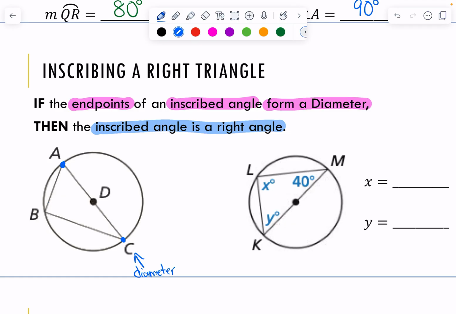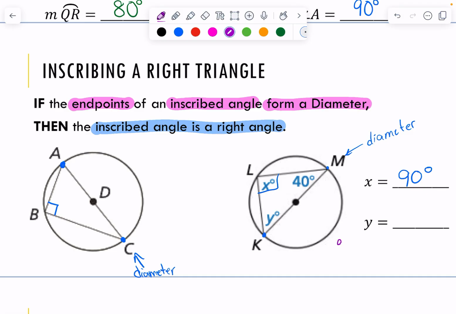So that means that angle B would have to be a right angle. Okay, so then let's use that now. So if I know that, I know KM is a diameter. So that means the inscribed angle that opens to the diameter would be 90 degrees for X.